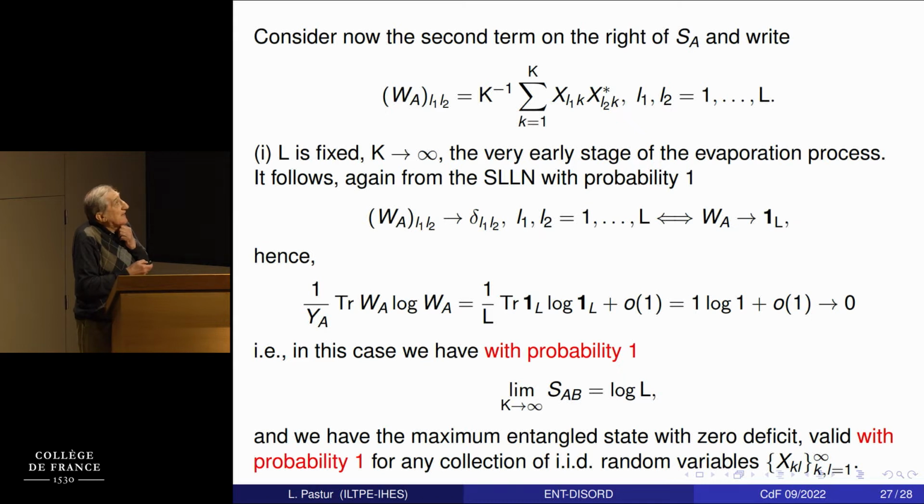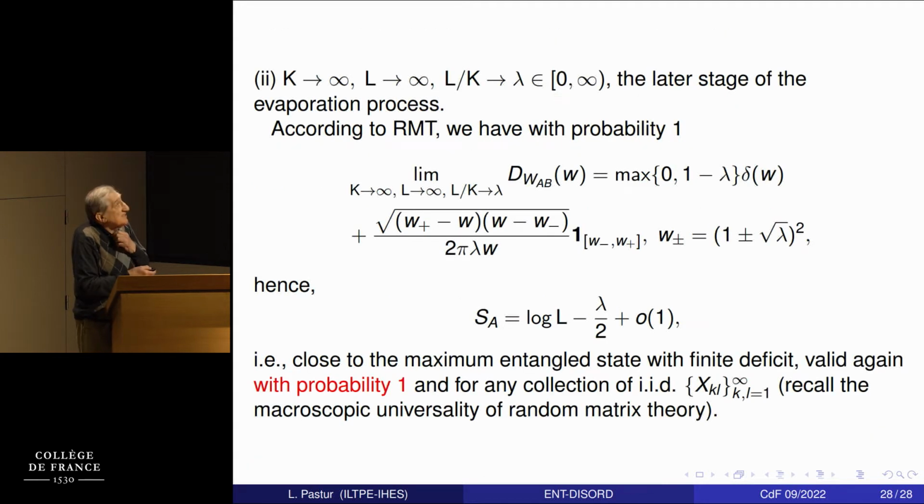And if now not only k, but L also tends to infinity proportionally, then the density of states converges to a nice expression which has the first term. You see, if lambda is less than 1, you have a delta function at 0, plus a smooth part. It is now known as the Marchenko-Pastur distribution.